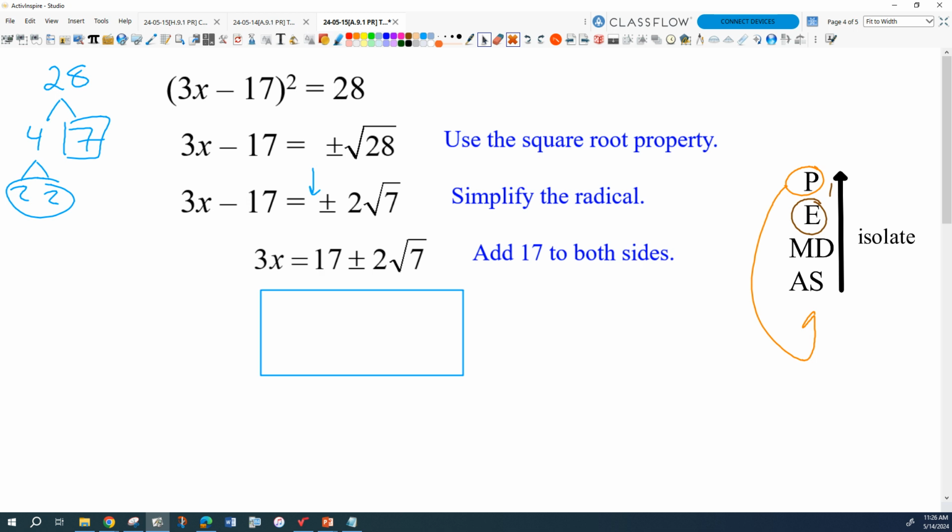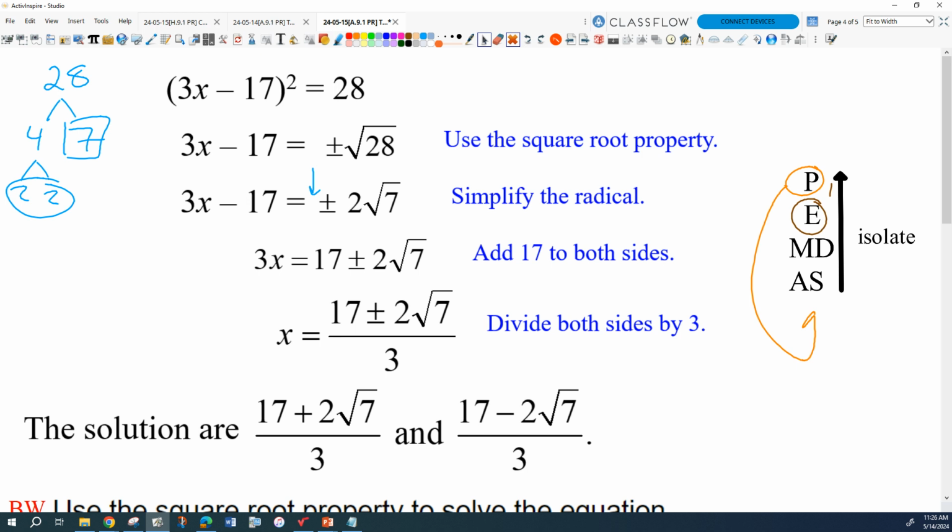Okay. Last thing, divide by 3. Divide both sides by 3. So my final answer just looks like that. 17 plus or minus 2 times the square root of 7, all divided by 3. I get two answers, one for the plus and one for the minus. This isn't so bad, is it? Right? Not so bad.